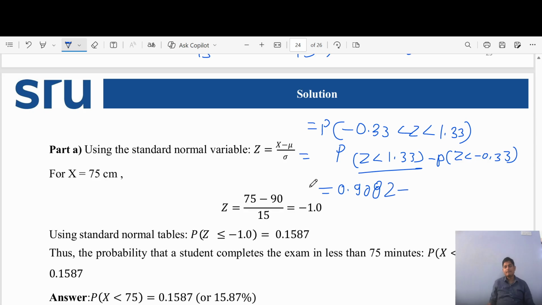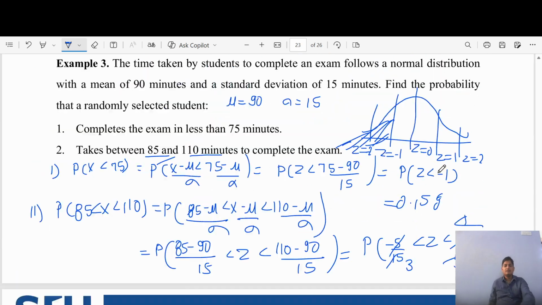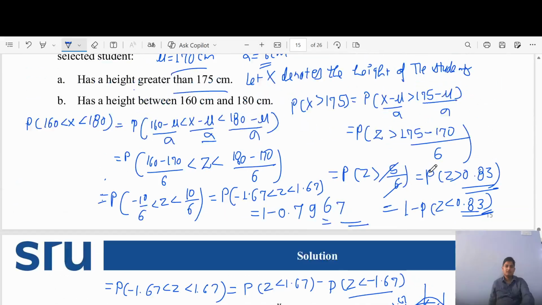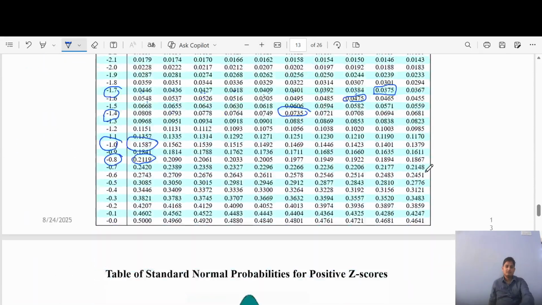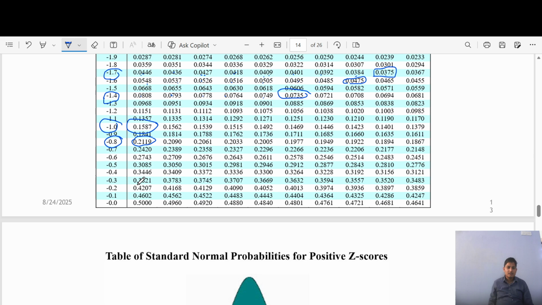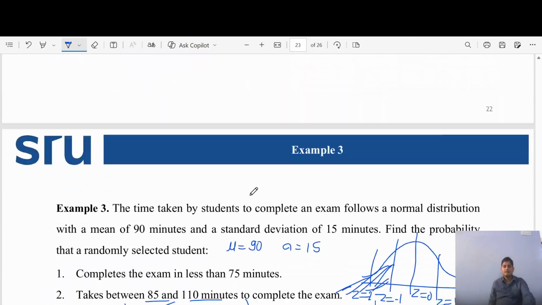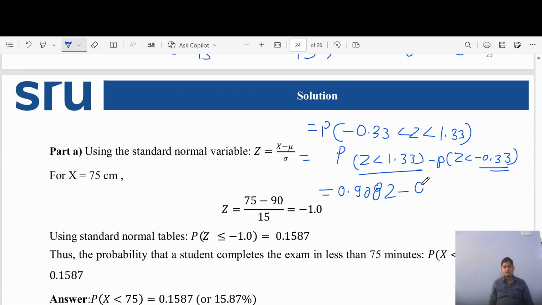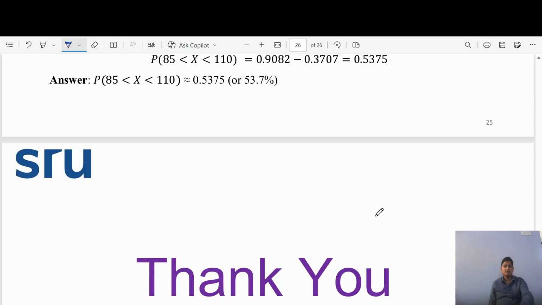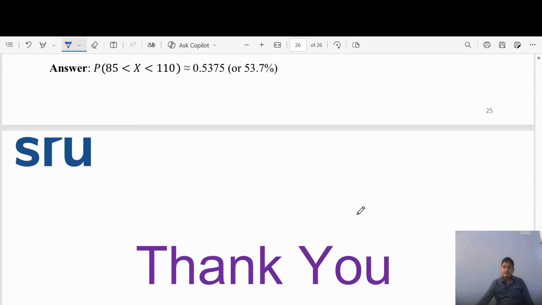0.9082 minus 0.33. So minus 0.33. This is minus 0.3 and 0, 1, 2, 3. So 0.3707. So if you solve this one, you get the result. So both the problems are solved. So I think I have cleared all the things very carefully.